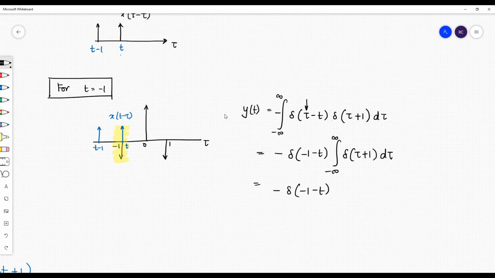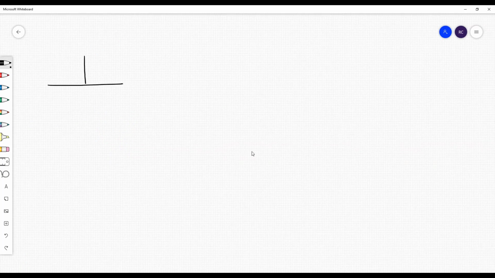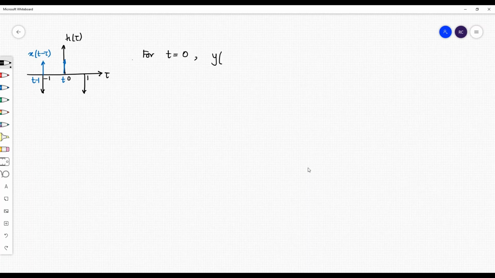Next case is when our x(t minus tau) progresses further inside. The scene is something like this. Progressing 1 unit further, that means it has reached here. So this is t and this is t minus 1, right? So this is 0, 1 and minus 1. What is this condition? This is when t is equal to 0. At this location, what is the overlap? There is an overlap between these two impulses as well as the one at tau equal to minus 1, right?